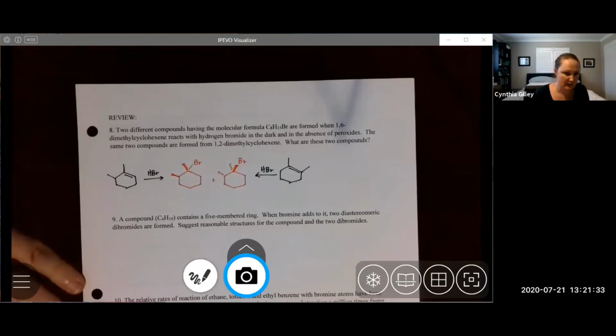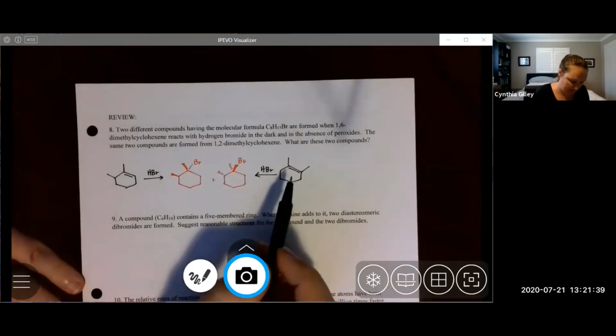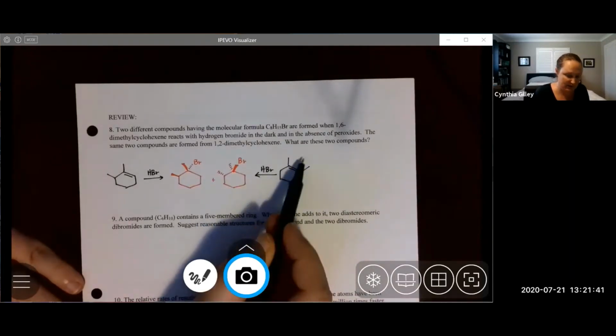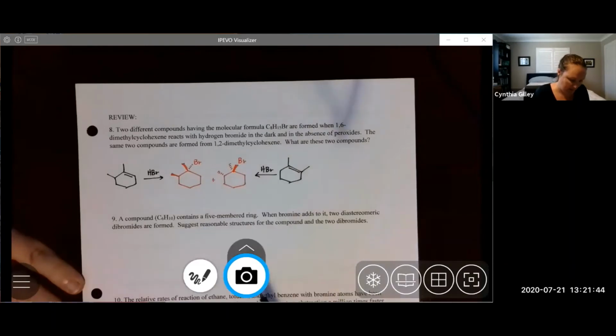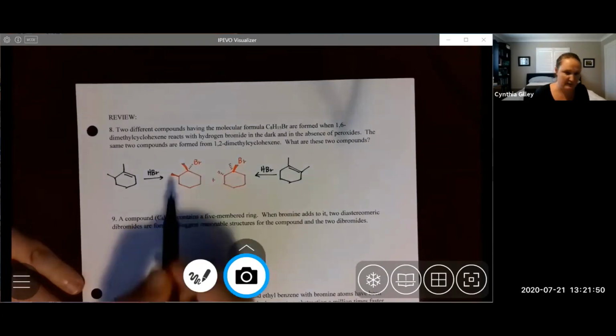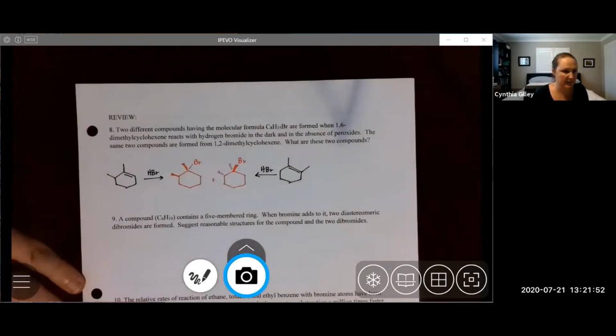Okay, so what are those compounds? Let's see. From this, we would also get the bromine. In this case, it's symmetrical, so it doesn't matter where it goes. But one side would get bromine, one side would get hydrogen. So we could end up with these two stereoisomers as well.